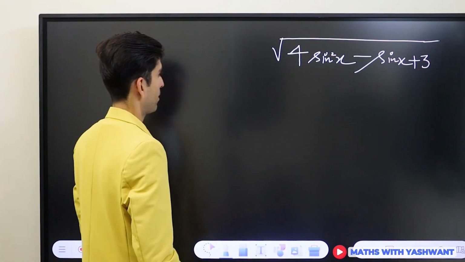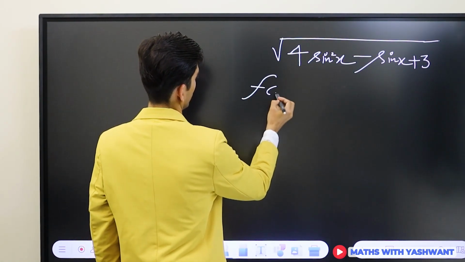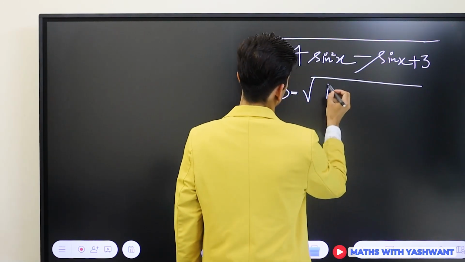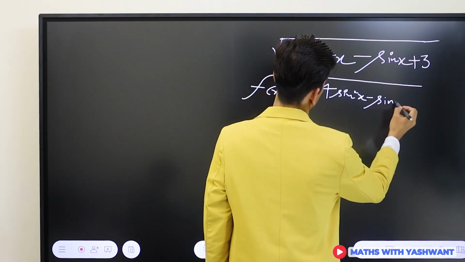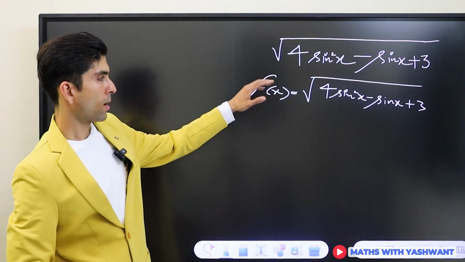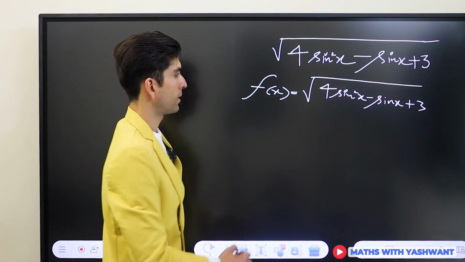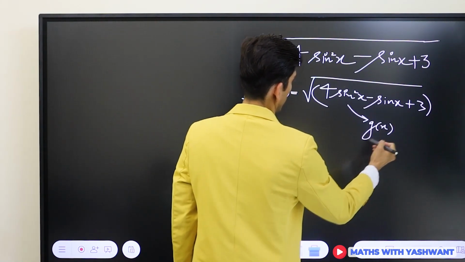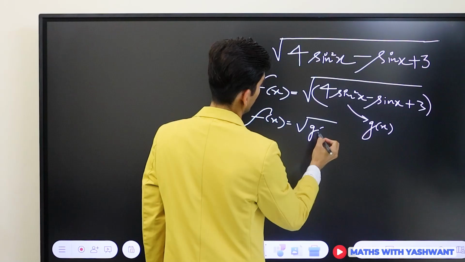Okay, let's name this functional expression as f(x). So we have f(x) is equal to the square root of 4 sine square x minus sine of x plus 3. Okay, now let's concentrate on the inside functional expression of the square root sign. Let's rename it using g(x). So we have f(x) is equal to square root of g(x).